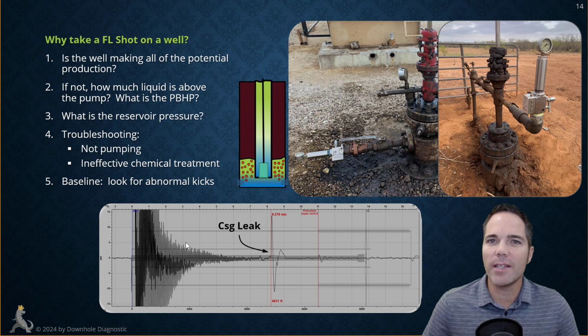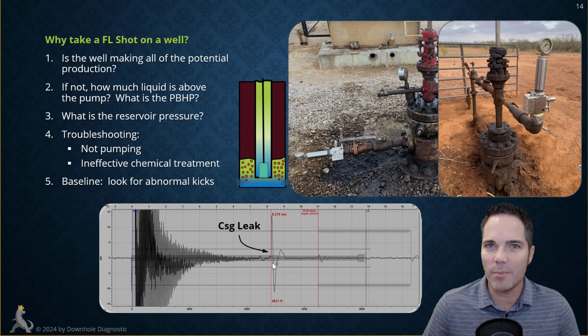This is a well that a customer acquired several years back. The first fluid level shot on it, I'm seeing this huge kick, and I reached out to the engineer asking, do you have a perforation right here? He's like, no, we don't have a perforation. Well, there is a huge, massive hole in your casing. Doesn't mean that any fluid's coming in from it.